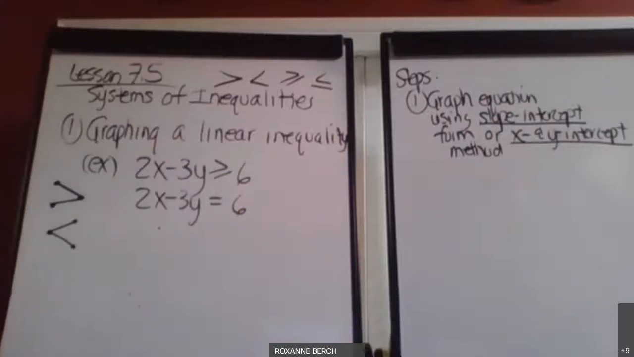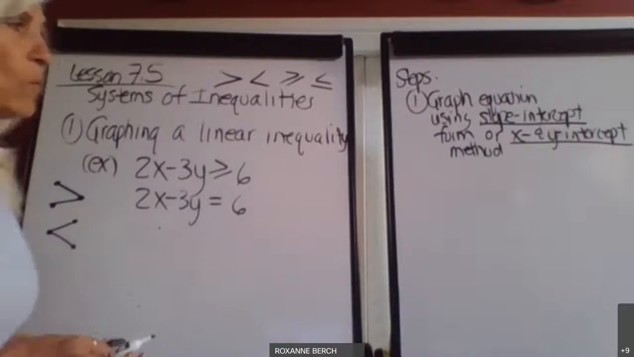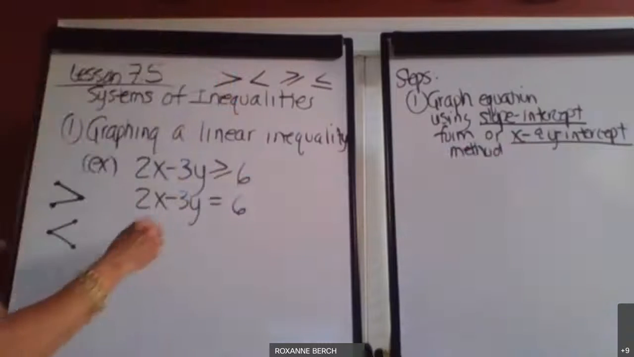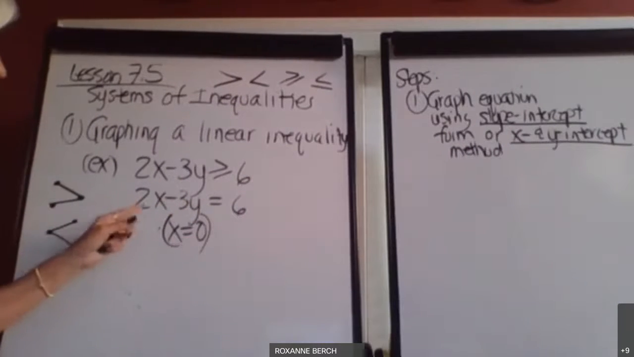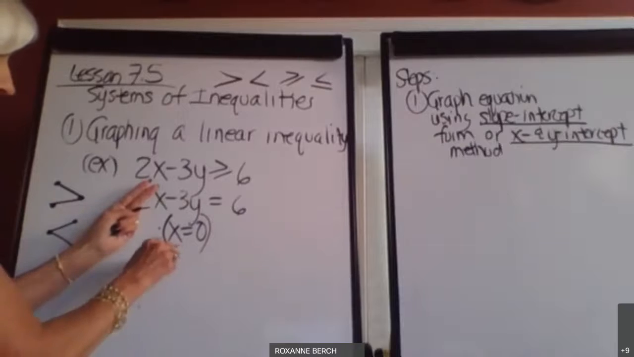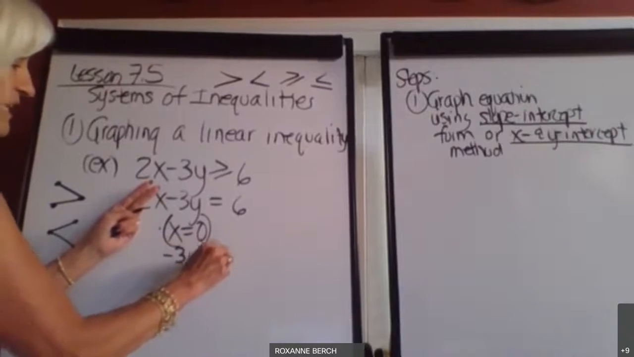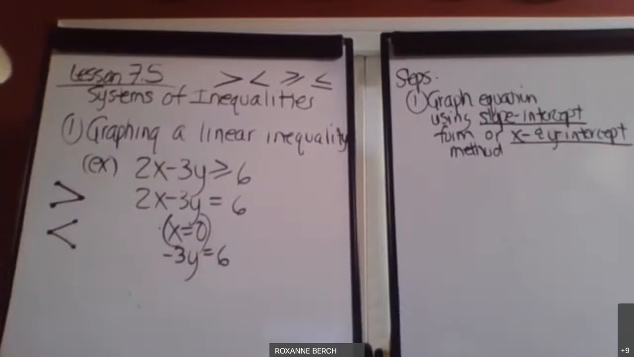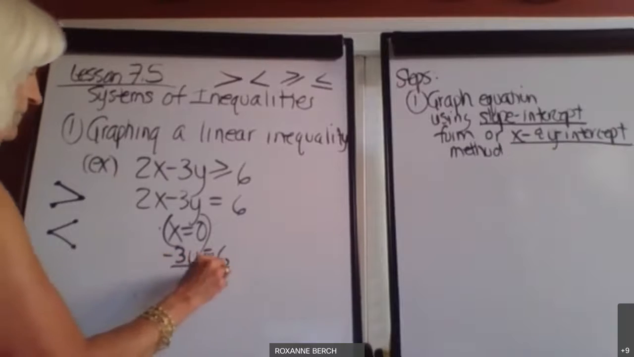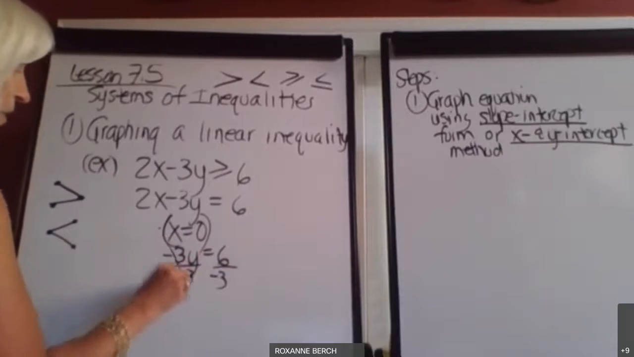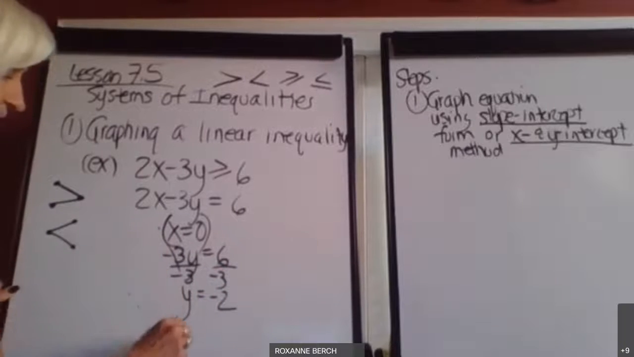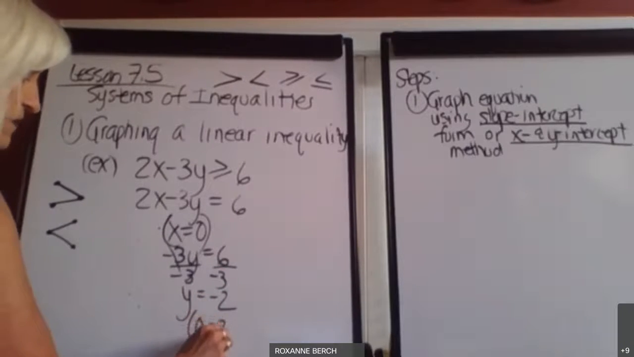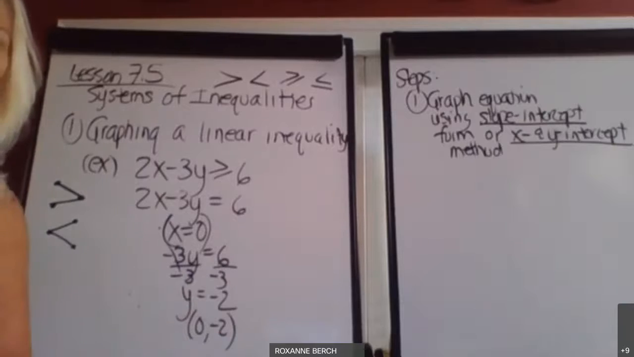So let me do this one first. When it's not easy to solve for y, we're going to use the x and y-intercept method. What you're going to do is set x equal to 0. When you set x equal to 0, 2 times 0 is 0, so you get -3y equals 6. Don't worry about that inequality right now. When you solve for y, you get y is equal to -2. So what you just found is the ordered pair (0, -2), which is on the line.